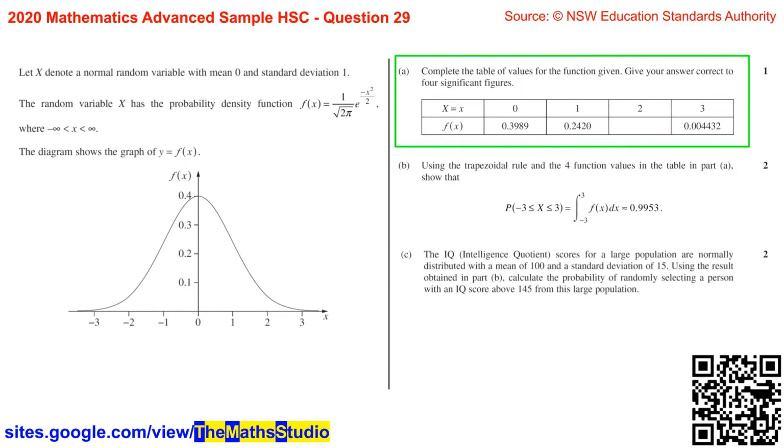Part A. Complete the table of values for the function given. Give your answer correct to 4 significant figures.